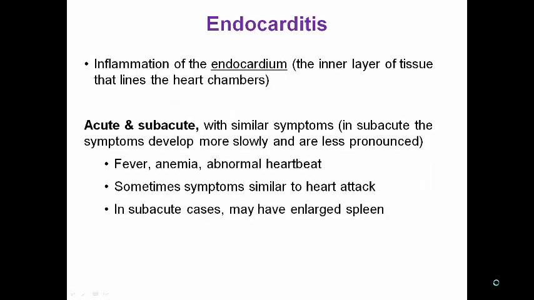We'll start with endocarditis, inflammation of the endocardium, which is the inner layer of tissue that lines the heart chambers. There's acute and subacute, and they have similar symptoms. In subacute, the symptoms are slower and less pronounced, but they include fever, anemia, and abnormal heartbeat. Sometimes it can feel like a heart attack, and you can also have enlargement of the spleen.